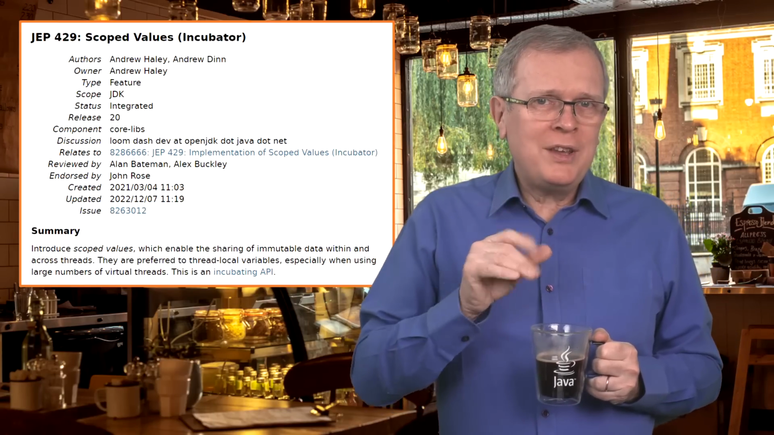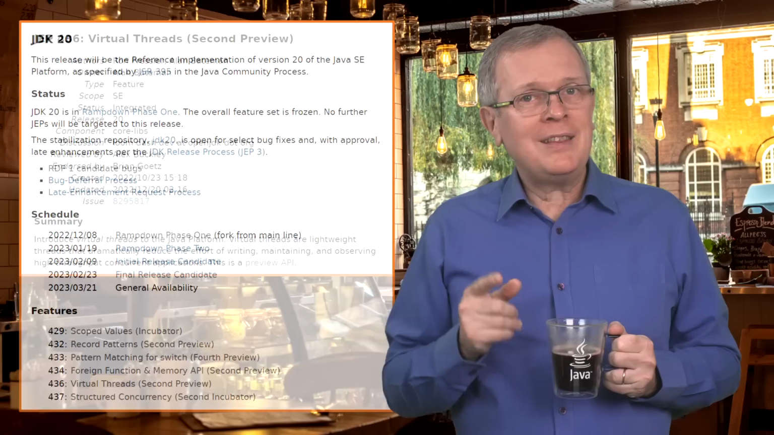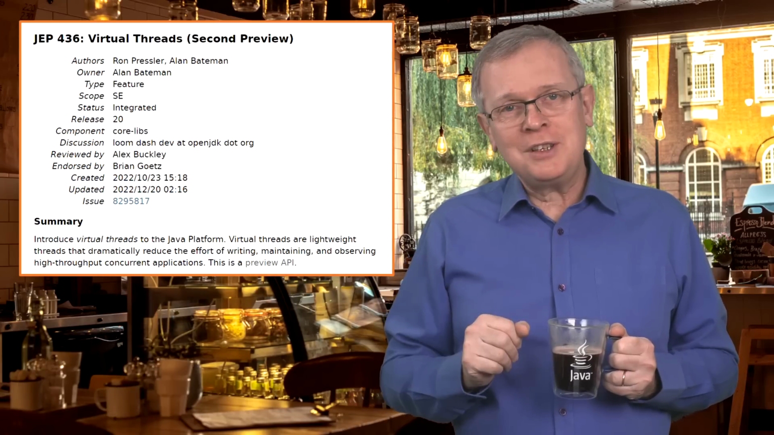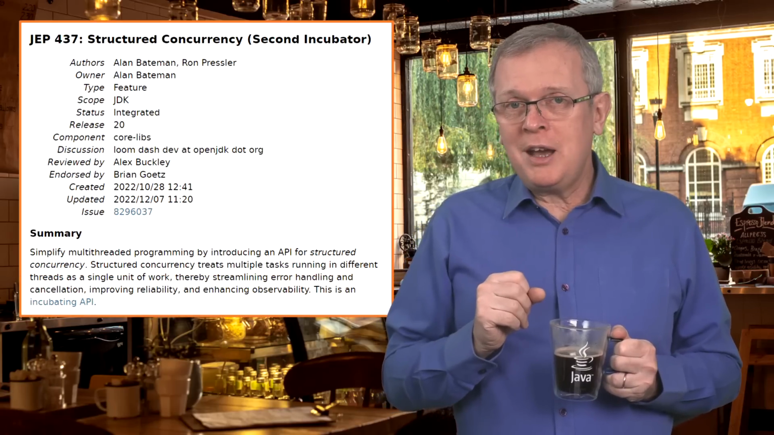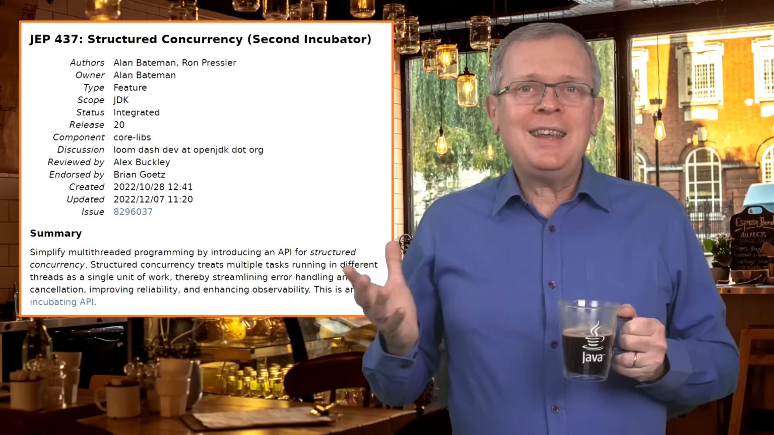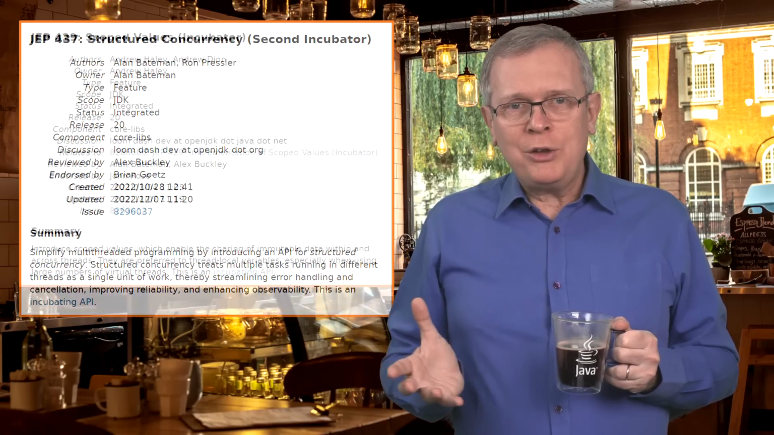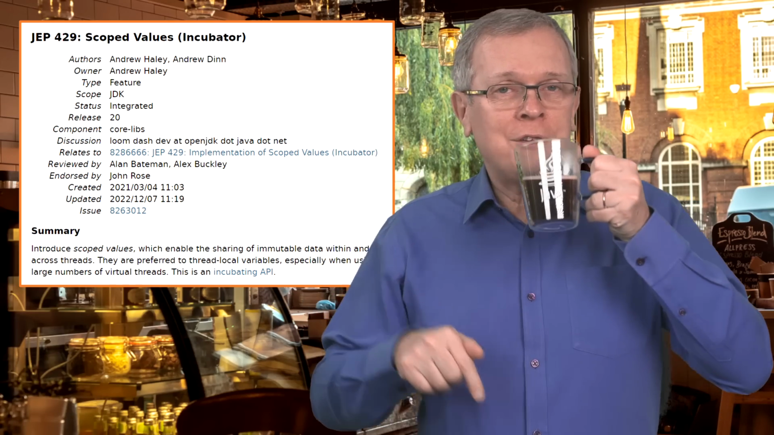For the JDK 20, Loom gives you a second preview of virtual threads, that's the JEP 436, a second incubator for the structured concurrency API, that's the JEP 437, and the incubator ScopedValue, that's the JEP 429. All the links are in the description.